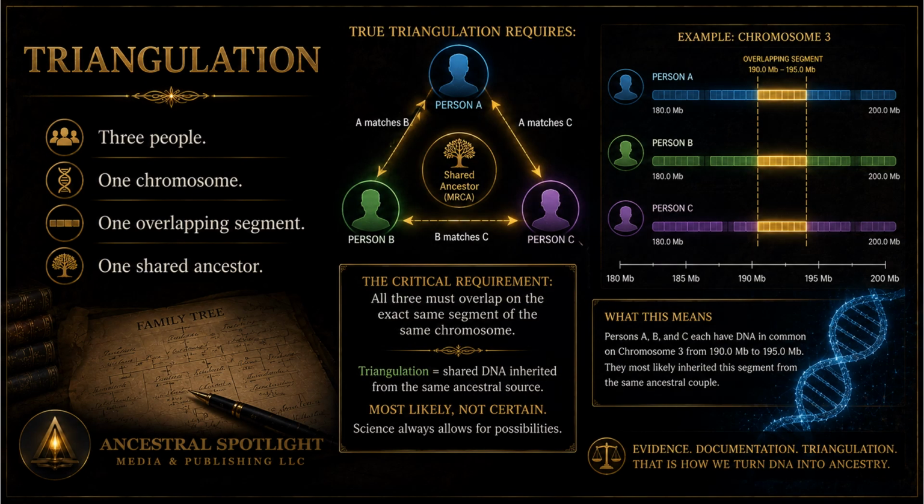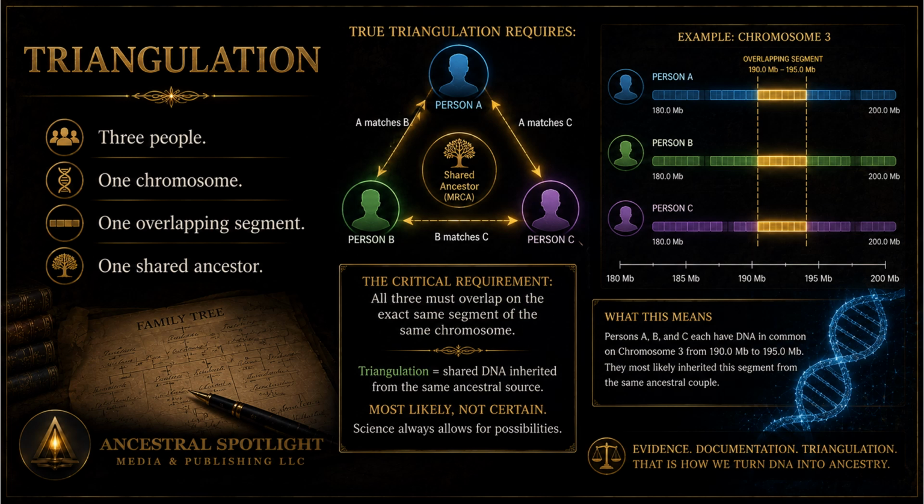Now we arrive at triangulation. This word is often misunderstood. Triangulation is not simply 3 people matching one another. It requires 3 conditions. First, person A matches person B. Second, person B matches person C. Third, person A matches person C. Finally, and this is the critical requirement, they must all overlap on the exact same chromosome segment. Without that overlap, they are not triangulated.